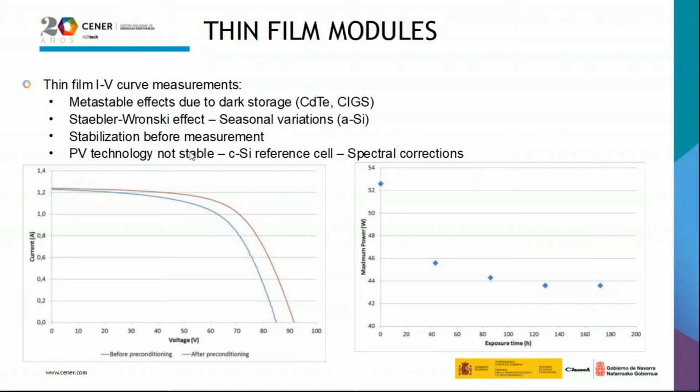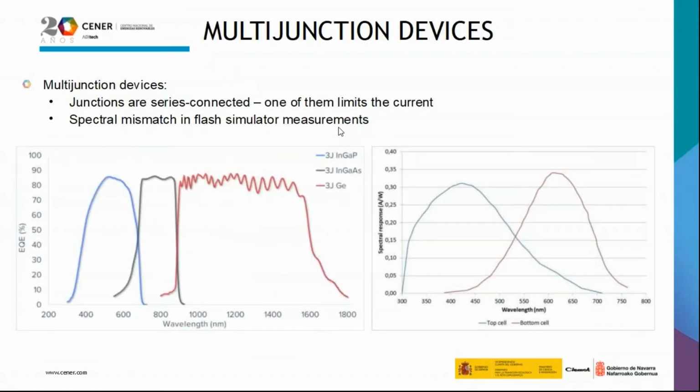Another important aspect is that we have seen that these technologies are not stable, but we need to use a spectrally matched reference cell. So usually a crystalline silicon reference cell with some optical filters is used. So it's important to perform spectral correction in these cases.